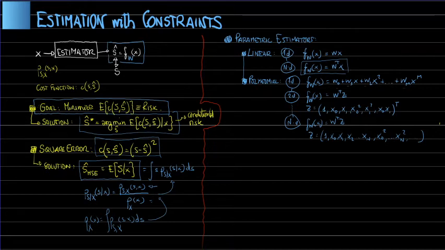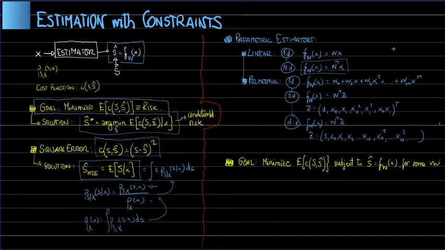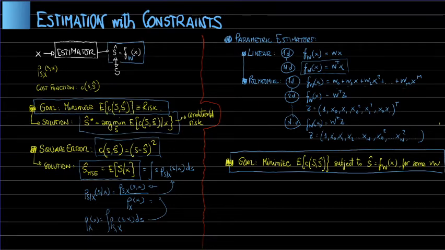So we can rewrite the estimation problem for estimation with constraints as the problem of minimizing the risk, that is the expected value of the cost, but subject to s hat equal to f_W(x) for some W. Okay, and this is the general formulation of the problem of estimation with constraints.